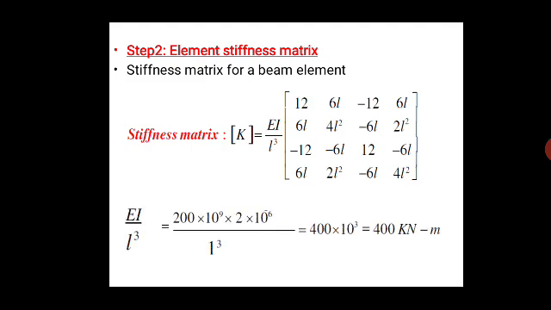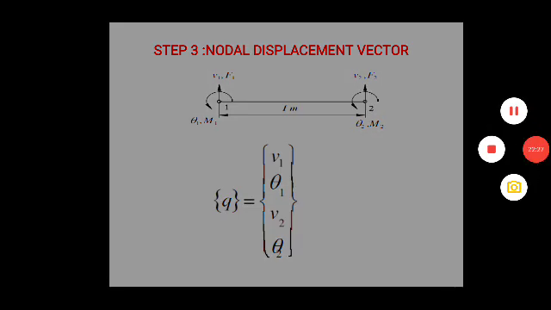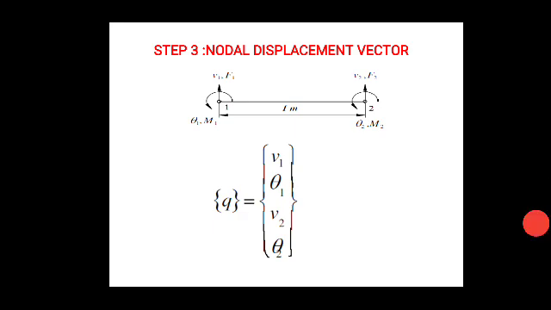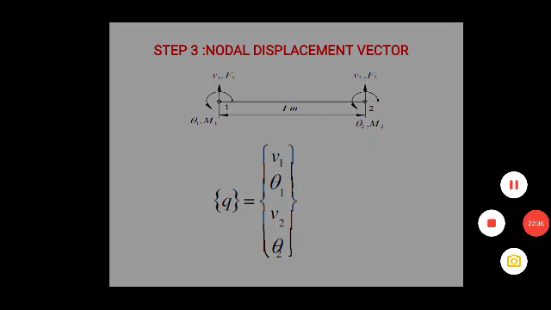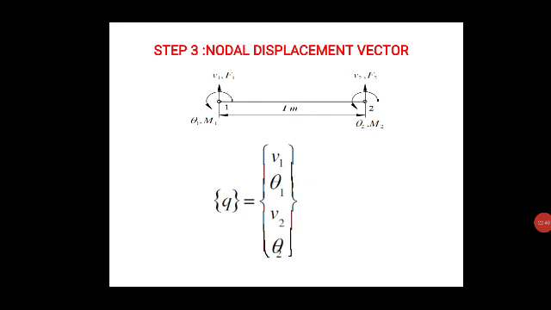Since it is only one element, along with this we need to substitute the values of EI by L cube. As all the values are maintained in terms of meters, 200 into 10 raised to 9 into 2 into 10 raised to minus 6 gives 400 kilonewton meter square, and L is 1 meter, and 1 cube will be considered. Step 3, the nodal displacement vector. Since we have only one element, which includes node 1 and node 2, at node 1 we consider V1 as the linear displacement and theta 1 as the angular displacement, and V2 at node 2 as the linear displacement and theta 2 as the angular displacement.